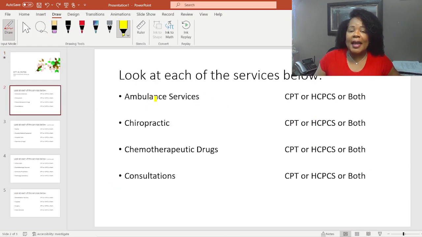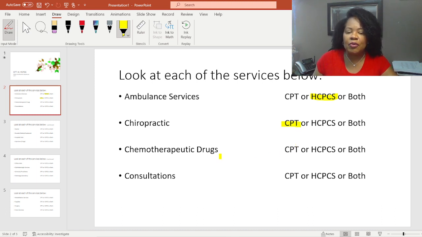All right, let's look at ambulance services. Think about who's rendering care during these services. It's usually an EMT, emergency medical technician. Therefore, those services are covered with HCPCS. What about chiropractic services? Well, chiropractors are doctors of chiropractic, therefore they can use CPT.